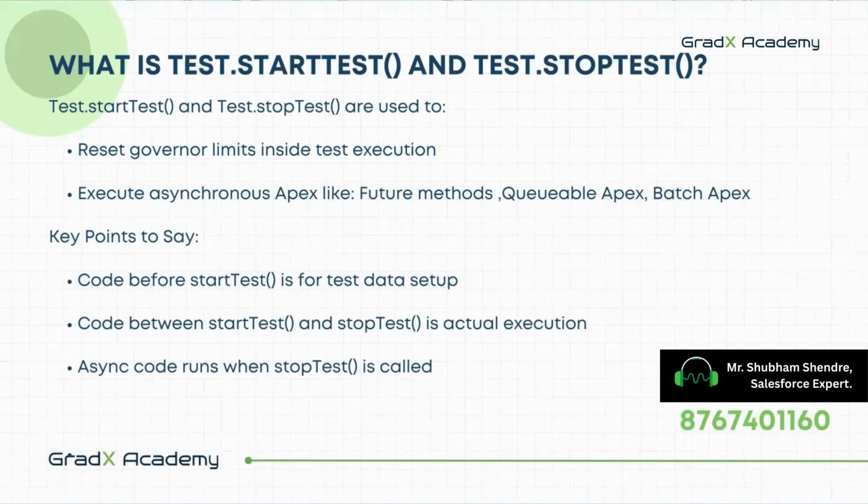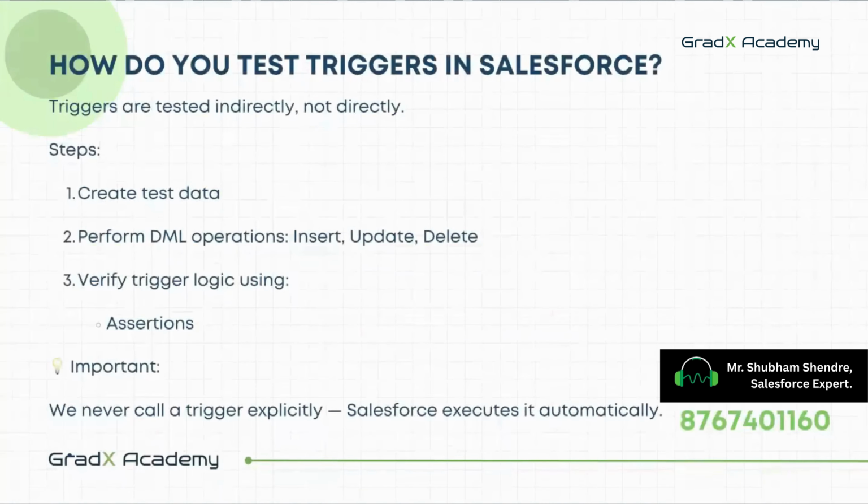You can only call the start test and stop test once per test method. The next and most important question is, how do we test the triggers in Salesforce? A trigger is an Apex logic which gets executed before or after DML. So triggers are tested indirectly, not directly.